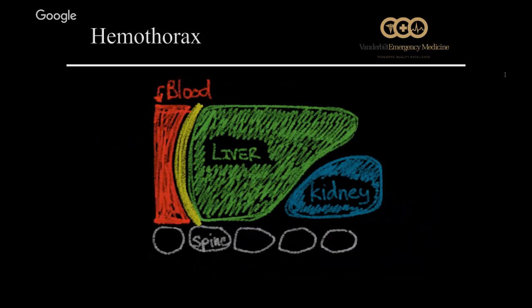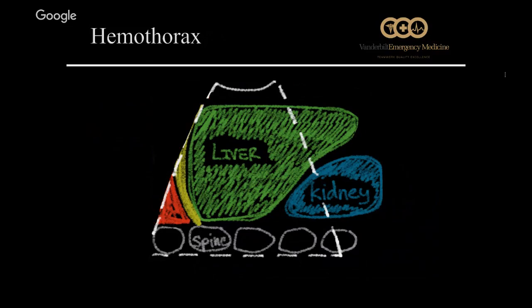Next slide. Should bring up image here. So this is over in the right upper quadrant. I'm just getting my typical Morrison's pouch view, and then I'm going to slide up one rib space to look for the spine sign. Next slide. And I'm just looking for that spine going past the diaphragm.